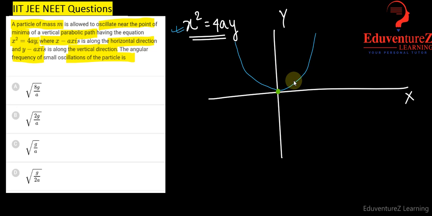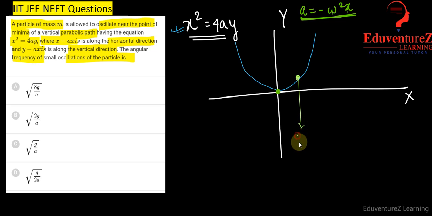So suppose at any instant the particle is at this position. We have to calculate the angular frequency of small oscillations. So what is angular frequency? Omega is angular frequency, and we will use the equation a equals minus omega square x. This is the equation for SHM, where a is the acceleration towards the mean position, omega is angular frequency, and x is displacement. Now if the particle is at this position, what are the forces that act on this particle?